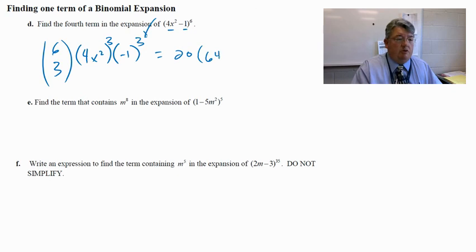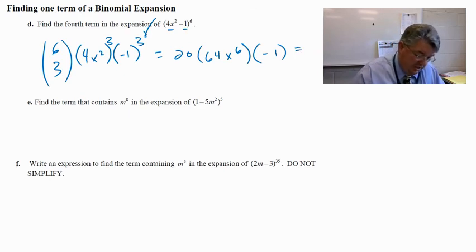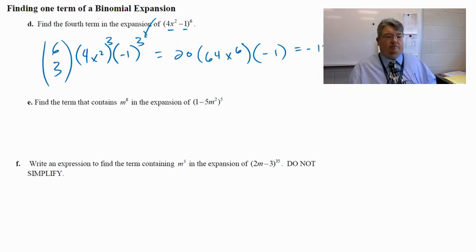So 64, x squared cubed, that's going to be x to the 6th. Because remember, when I have a power to a power, I multiply them. And then negative 1 cubed, that's a negative 1. So if I put that together, 20 times 64 times a negative 1, that gives me negative 1,280 x to the power of 6. And that's it. Cool. Okay.